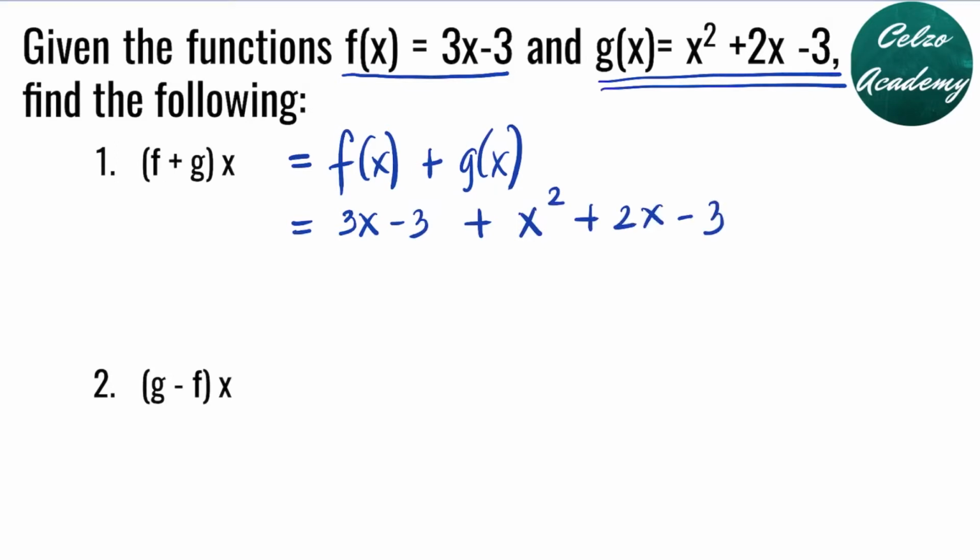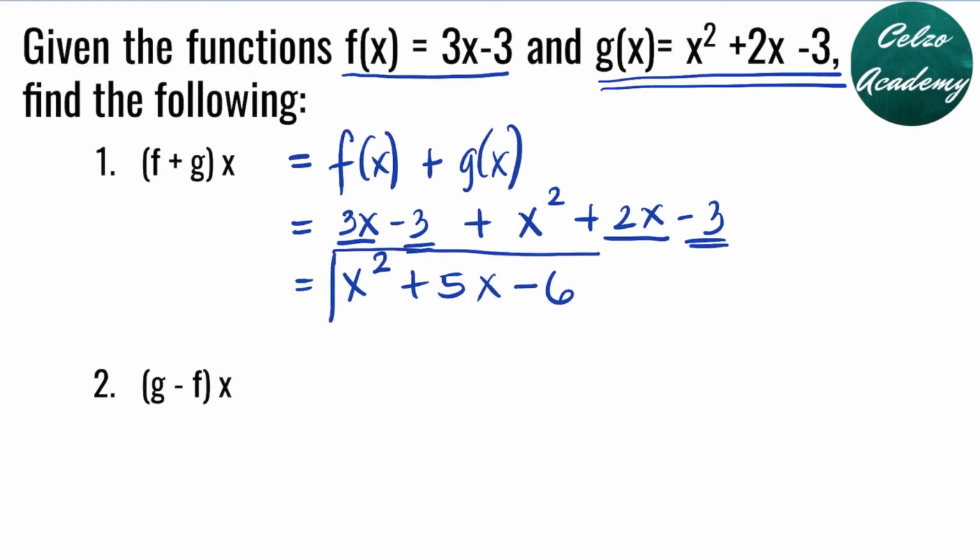And then we combine like terms beginning with the highest power. So we have x squared. And we can combine 3x plus 2x, that is 5x, negative 3 and negative 3, that is negative 6. So the answer for f plus g of x is x squared plus 5x minus 6.